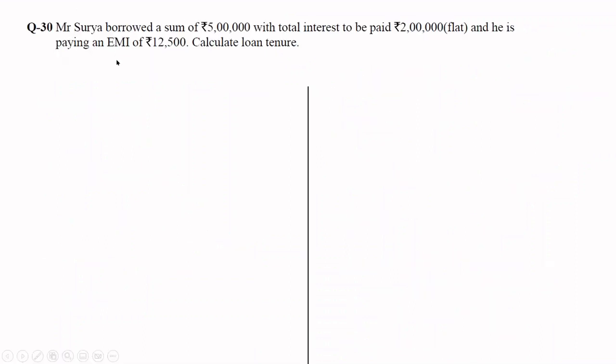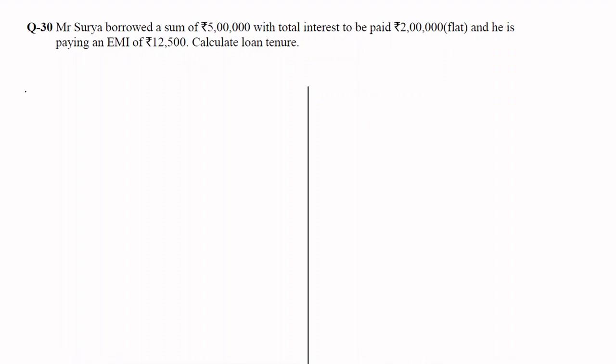Moving on to the next question. This is a question from EMI. Mr. Surya borrowed a sum of rupees 5 lakhs with total interest to be paid rupees 2 lakhs flat, and he is paying an EMI of rupees 12,500. Calculate the loan tenure. So here the amount borrowed is given, it is rupees 5 lakhs, and then the total interest flat is given, it is rupees 2 lakhs, and then the amount of EMI is also given. We have to find the loan tenure.